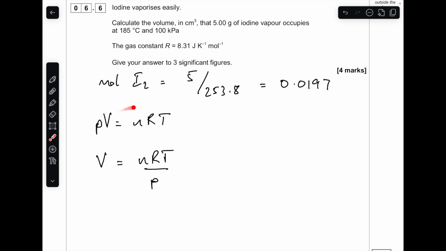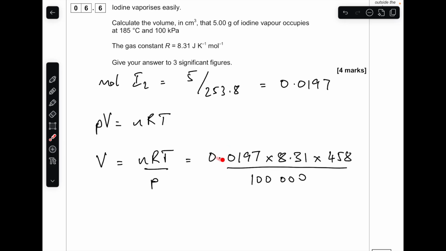We bring in the ideal gas equation and then rearrange it to make V the subject. So we've got nRT over P, and now we just need to put our numbers in. So there's the moles, 8.31 for the gas constant. Now, if you do OCR, you'll be putting 8.314 there, but we're still going to get the same answer to 3 significant figures, so it's not going to make a difference to the final answer.